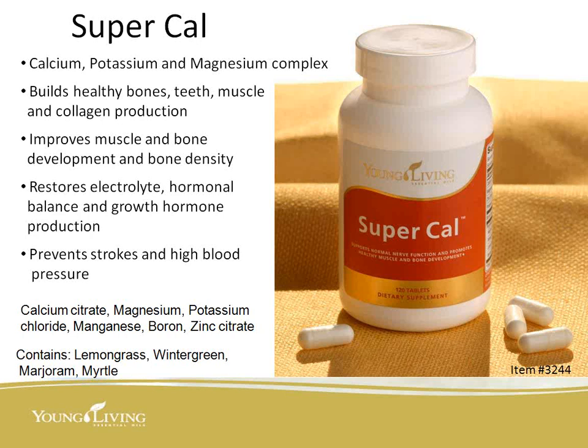It also contains the oils of lemongrass, which helps to lower blood cholesterol, wintergreen, which is anti-inflammatory, marjoram, which is good for the heart, also for smooth muscle, and that's why it improves the muscle and bone development, and myrtle. Myrtle helps balance hormones by supporting the thyroid.